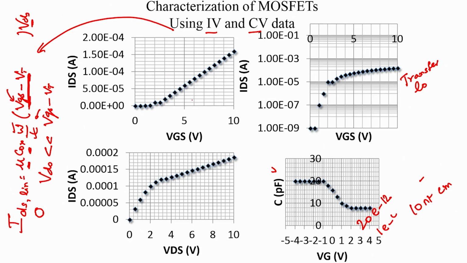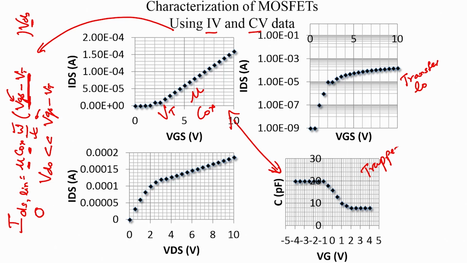Okay, so we now know what is mu, we know what is COX, and we know what is VT, and all this has been obtained from these two characteristics. Now, what else can the CV characteristics tell you? The CV characteristic is a very powerful tool. It can be used to identify, through a sequence of experiments, trapped charges in the dielectric. We will talk about an example of that in the next slide.